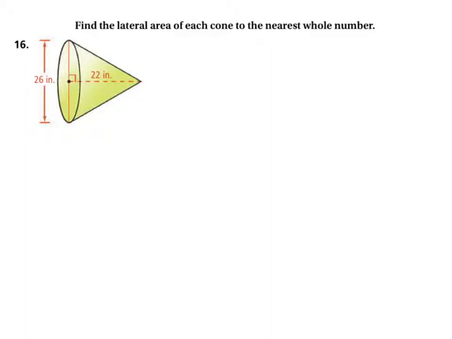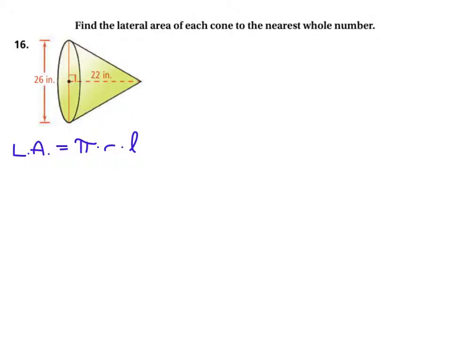Okay, so we're finding the lateral area of a cone, and what we want to know is the formula for the lateral area of a cone. You'll be given it. I'll keep saying that you'll be given it, but you still need to know how to use it. So lateral area is equal to pi times the radius times the slant height.